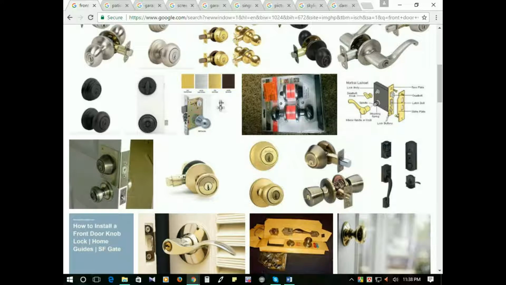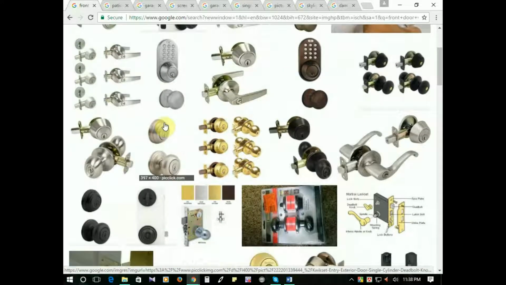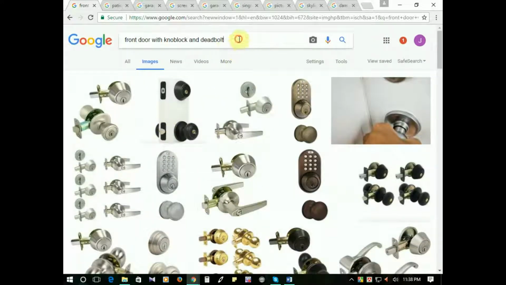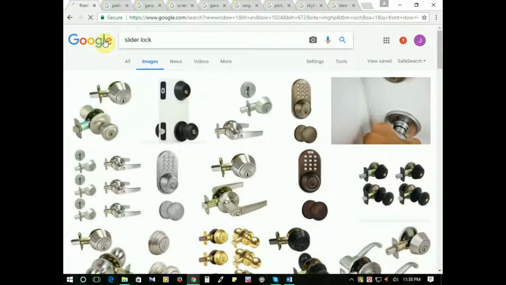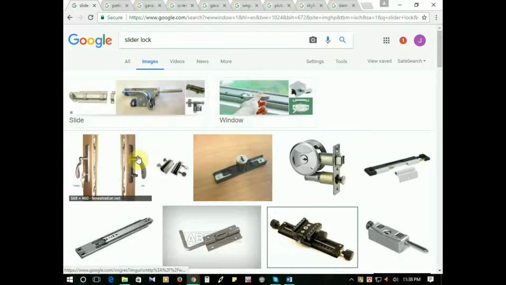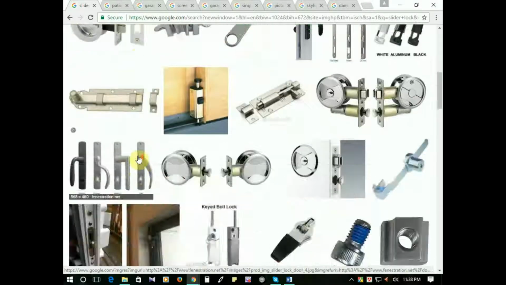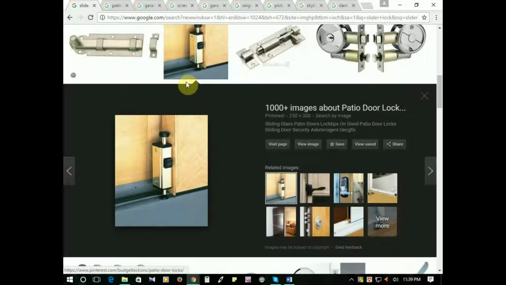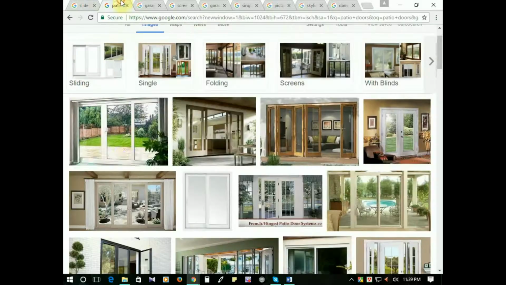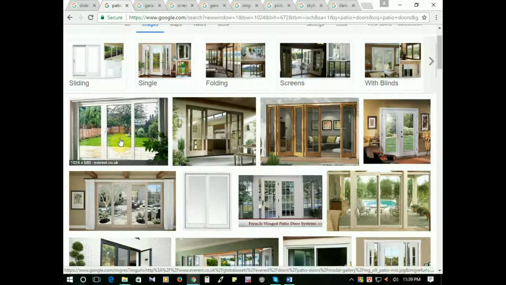On the other hand, patio doors will have a pair of slider locks installed on them. So let's see what a slider lock is. This is basically what a slider lock will be like. They're installed on sliding glass doors as a pair on each side.